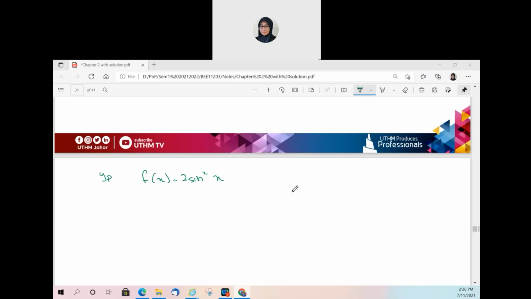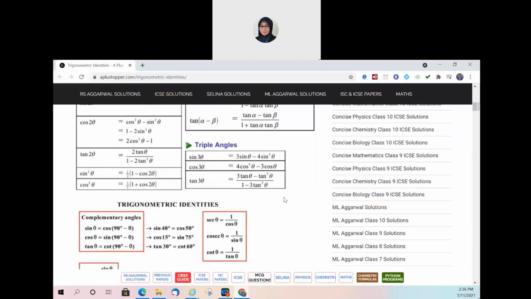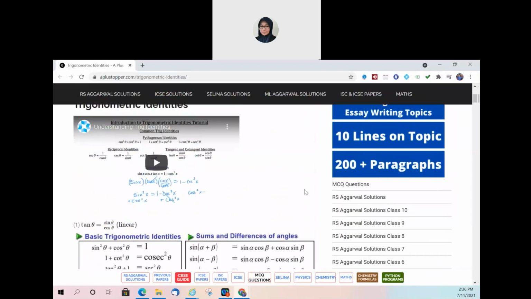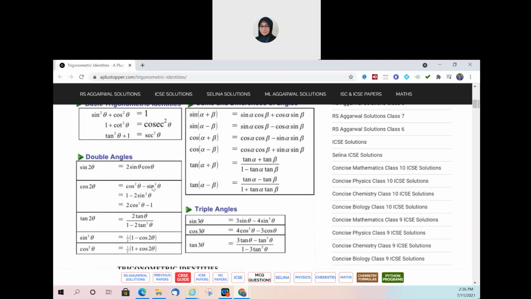Ini awak kena refer dekat trigonometry punya identity, ada trigonometry punya table lah. So you refer dekat situ. Then you will find something yang macam ni. Trigo dia ada banyak ni. So you have ini basic ni. So now we have sin square kan. Kita ada sin square kan. So you tengok dekat sini.